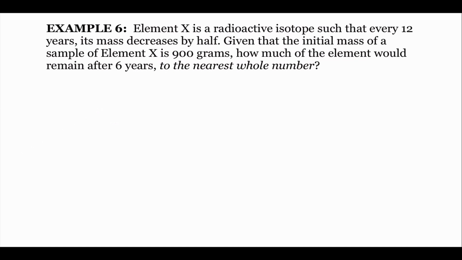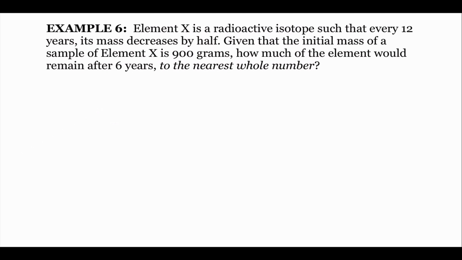Okay, so we have another element, X. It's a radioactive isotope, such that every 12 years, its mass decreases by half. So every 12 years, it loses half of what it is. So it's slowly decreasing. Given the initial mass of the sample is 900 grams, how much of the element would remain after 6 years to the nearest whole number?